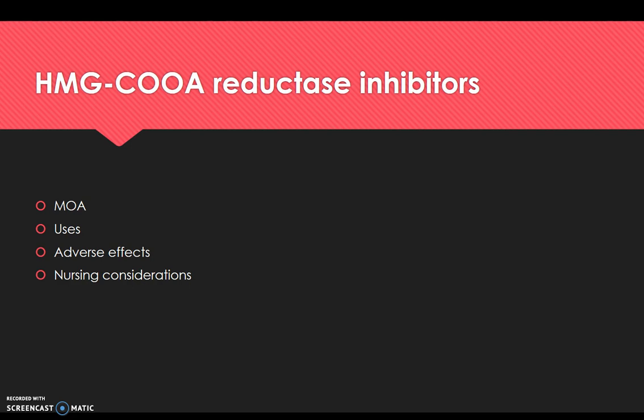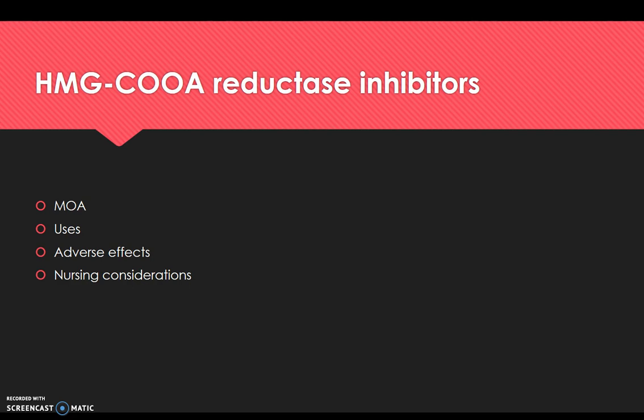HMG-CoA reductase inhibitors, the most potent of the agents available. These are known as the statins. So these are the ones that are out there. Atorvastatin is the biggest one. Mechanism of action is to completely inhibit the enzyme that is responsible for converting HMG-CoA to cholesterol, so it decreases the elevated cholesterol concentrations.